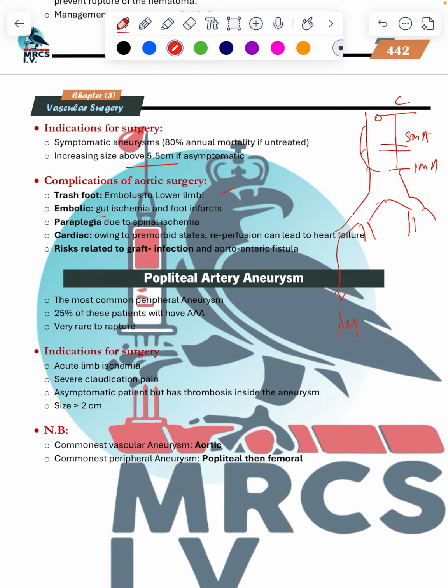So if you do repair anywhere, the embolus may go anywhere in the periphery, and that causes blockage of the distal vessels. If it is going to the lower limb, it will lead to trash foot. It causes gut ischemia, paraplegia due to spinal vessels. Reperfusion can lead to heart failure. Risk related to graft infection: whatever graft you have put, it may cause infection.